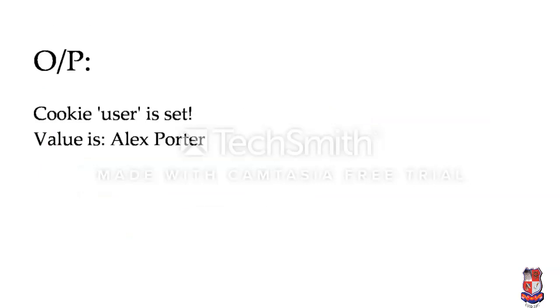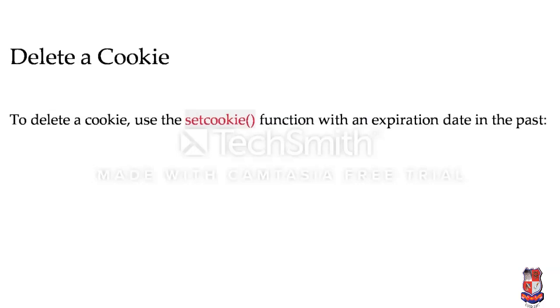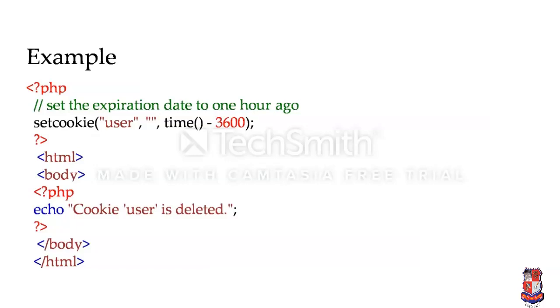Now we want to delete the cookie. To delete the cookie, again we have to use the setcookie function and then the name of the cookie that we want to delete. Here user is the name of the cookie, and then the value. You will give it blank because we don't want the cookie to exist, and then the time, and give the time in minus. You can give any time. Instead of 3600 you can use 20 or any value. But remember, to delete the cookie we have to use the minus sign.